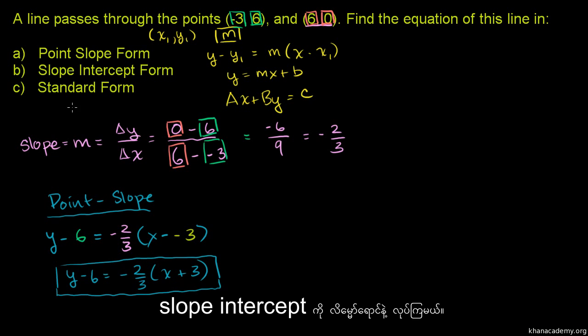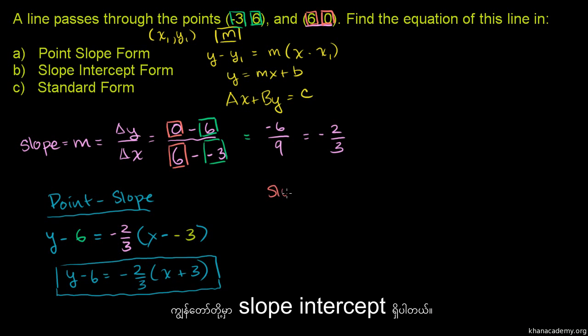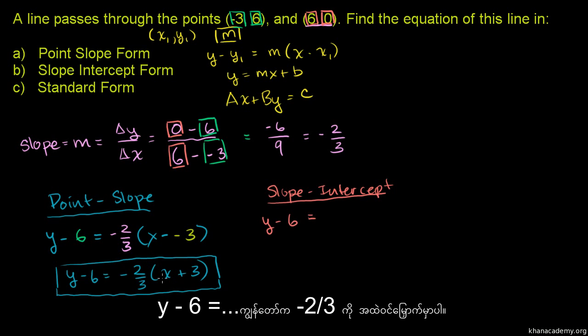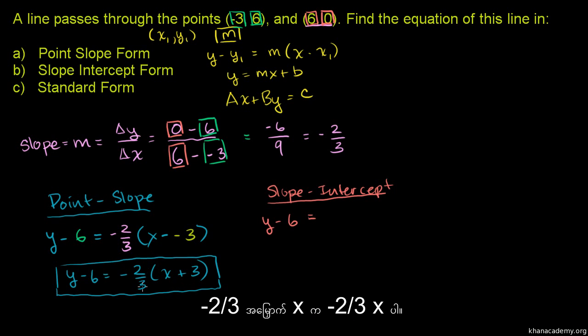Let's do that. So let's do slope intercept in orange. So we have slope intercept. So what can we do here to simplify this? Well, we can multiply out the negative 2/3. So you get y minus 6 is equal to, I'm just distributing the negative 2/3. So negative 2/3 times x is negative 2/3 x. And then negative 2/3 times 3 is negative 2.